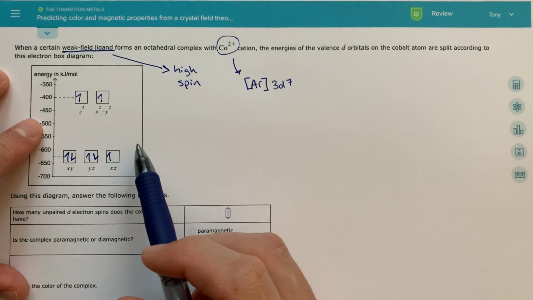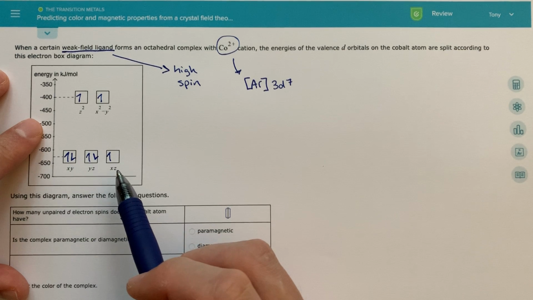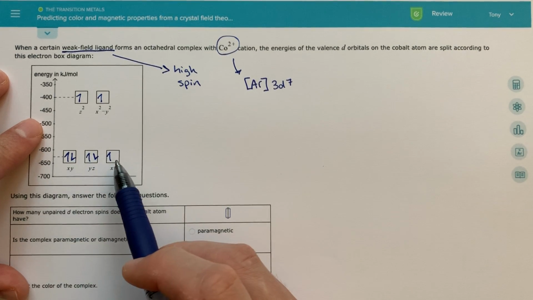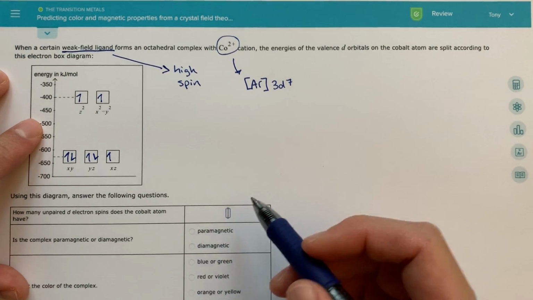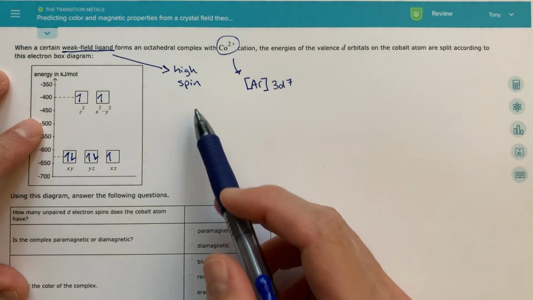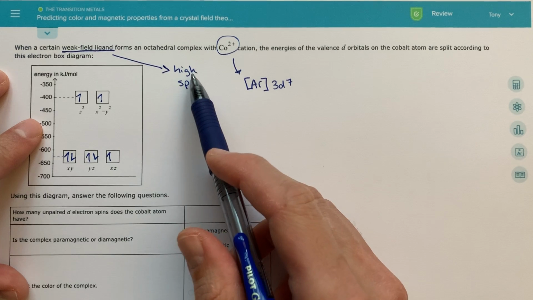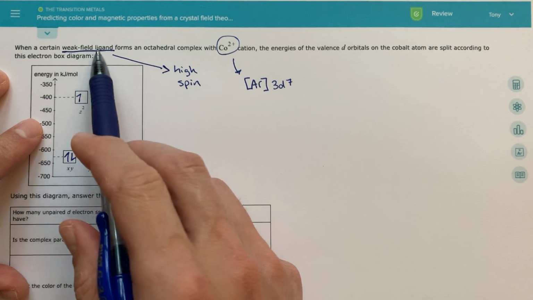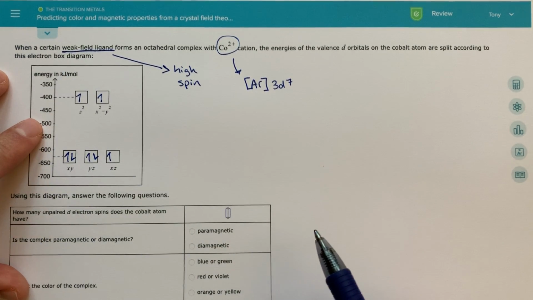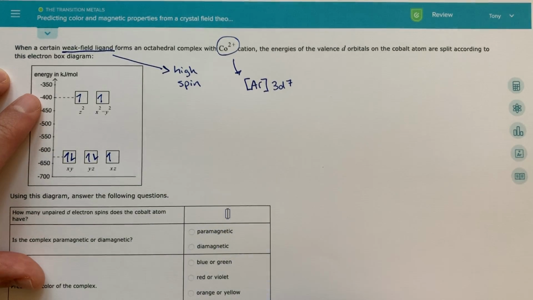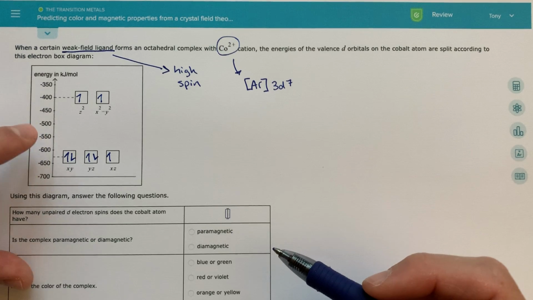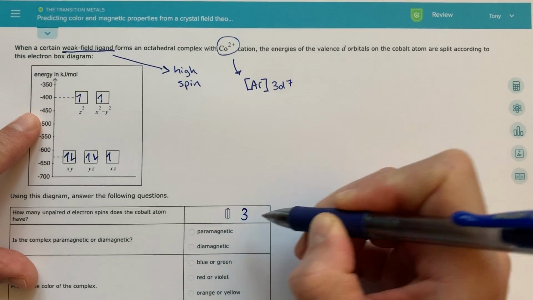And again, if you chose low spin, you would be filling in this diagram differently, right? You would fill this up, then you would have 1 up here. So you would have a different number of unpaired electrons, and you would get the first part wrong. So this is really important, determining whether it is high spin or low spin based off of what we're told about the ligand field strength. If it's weak field, that means high spin. If it's strong field, that means it's low spin. Okay, so the number of unpaired electrons is 3.